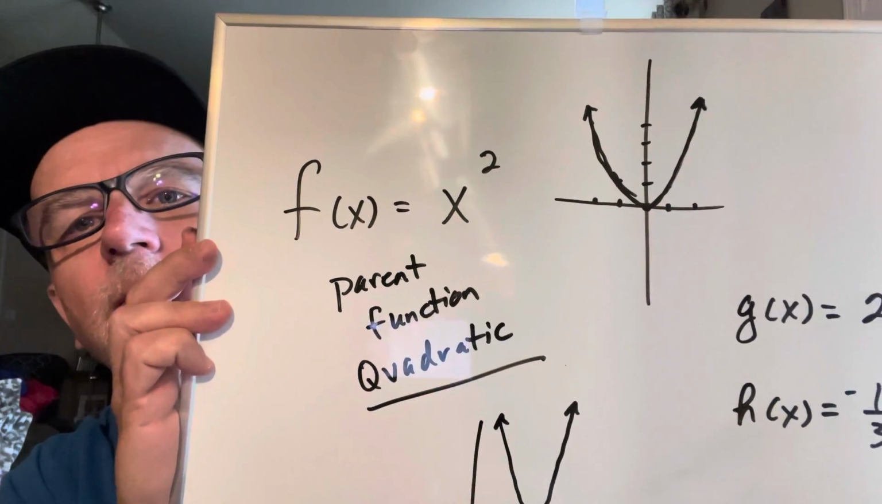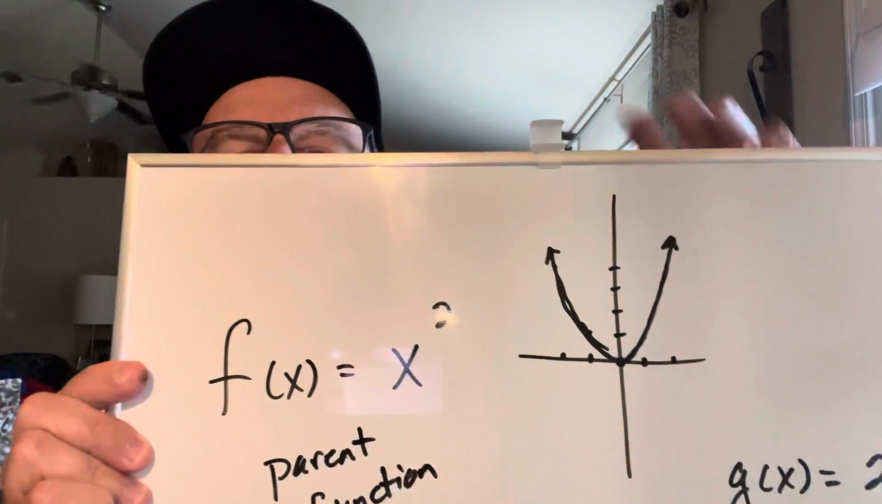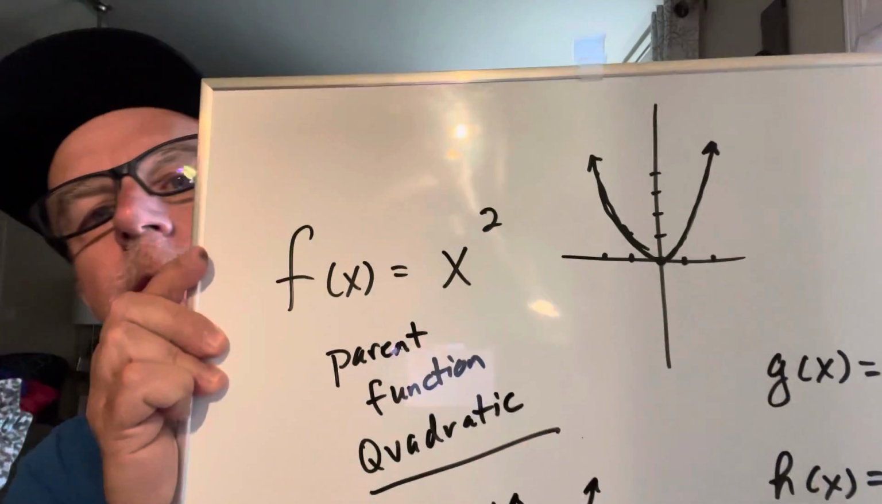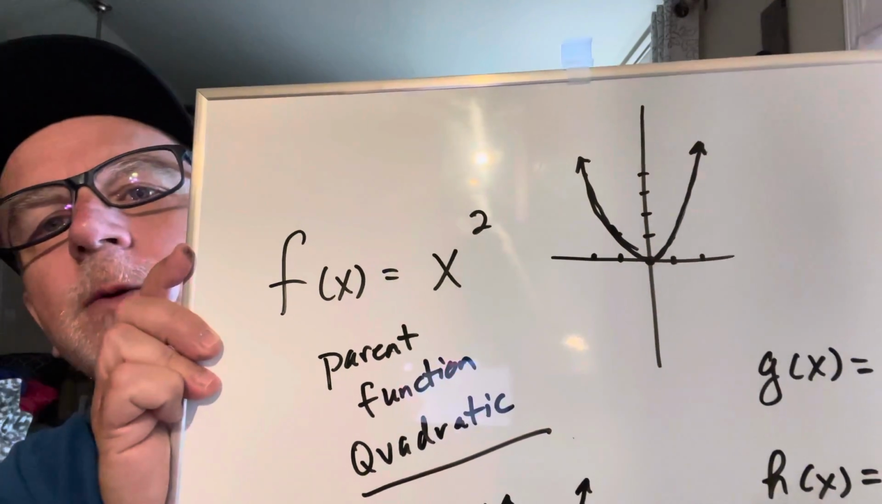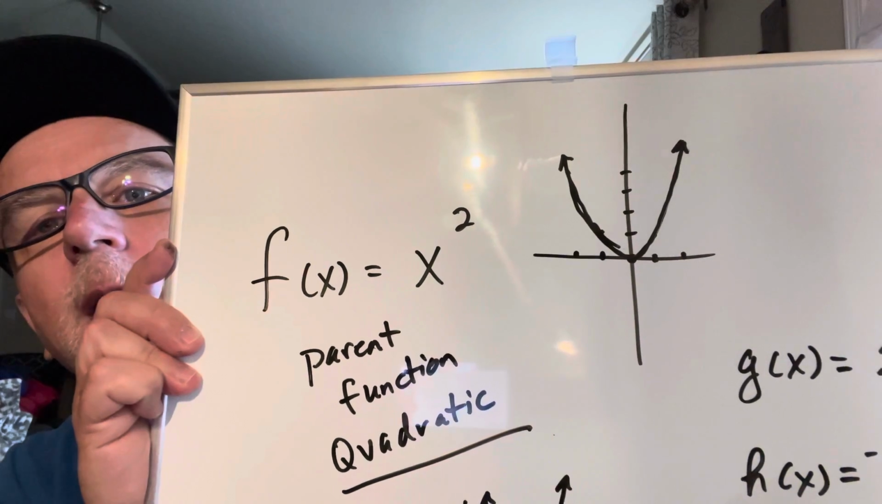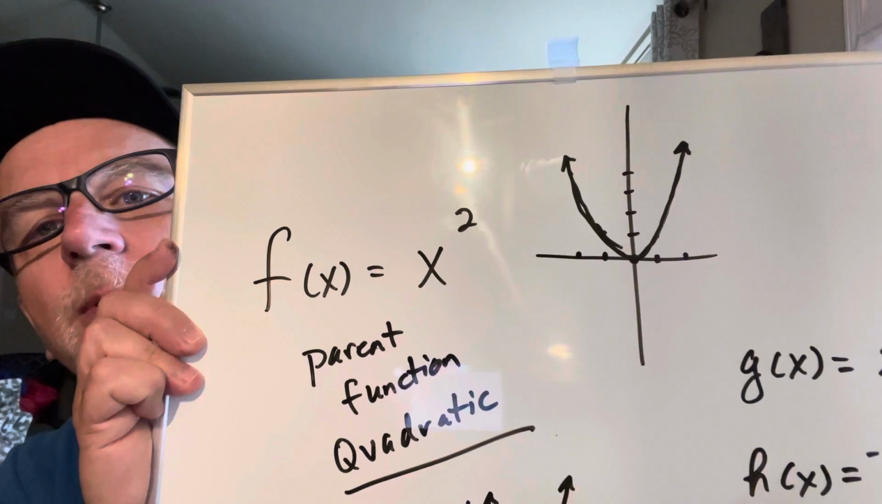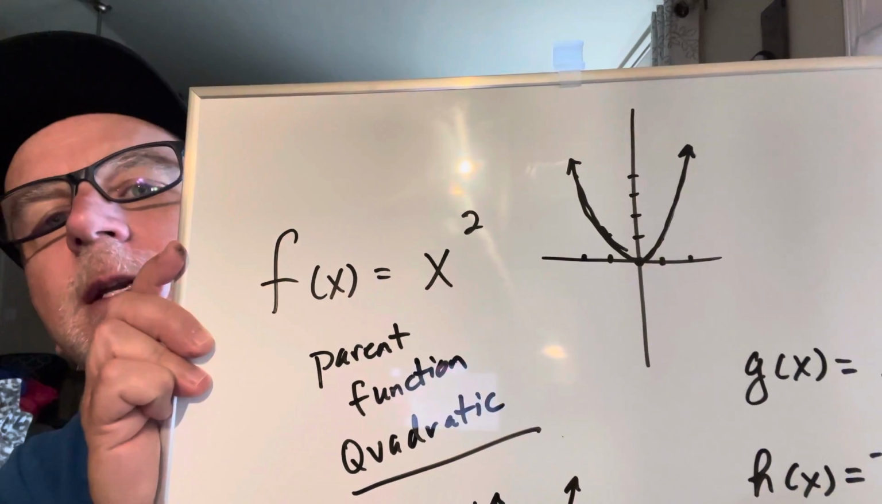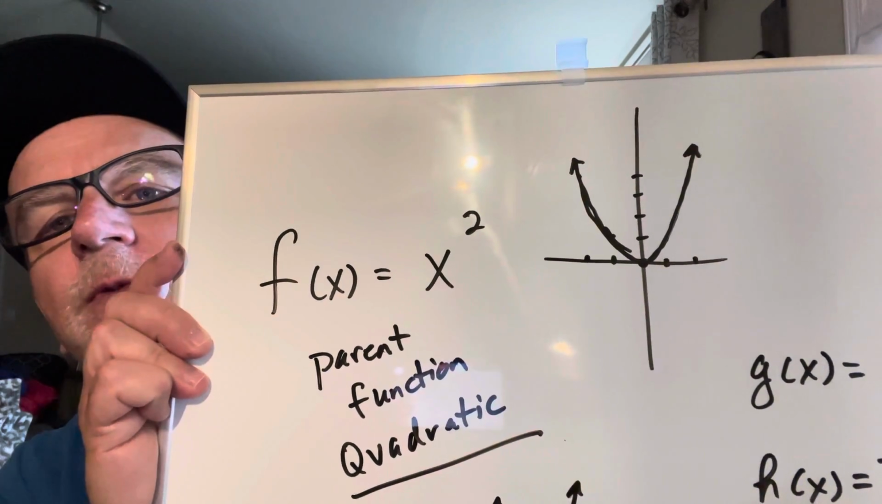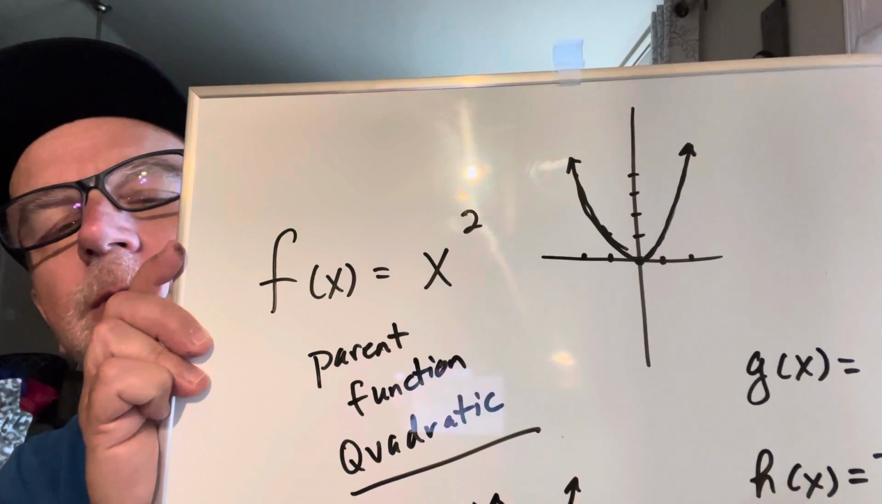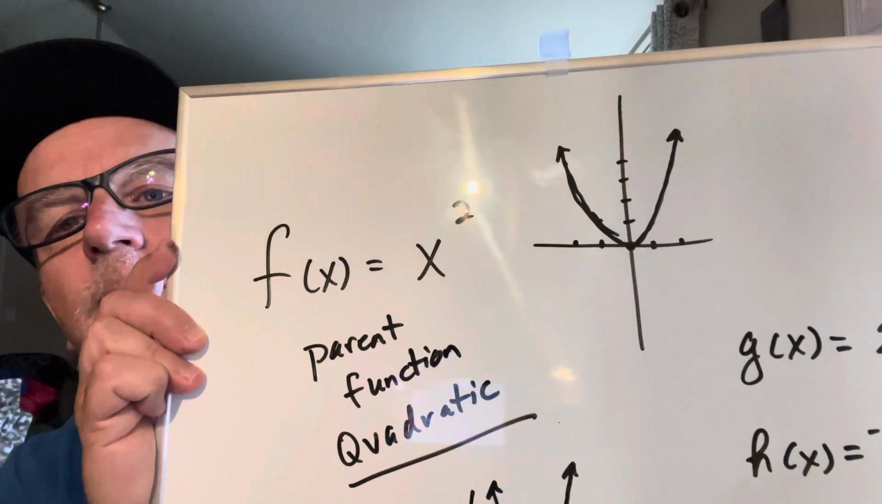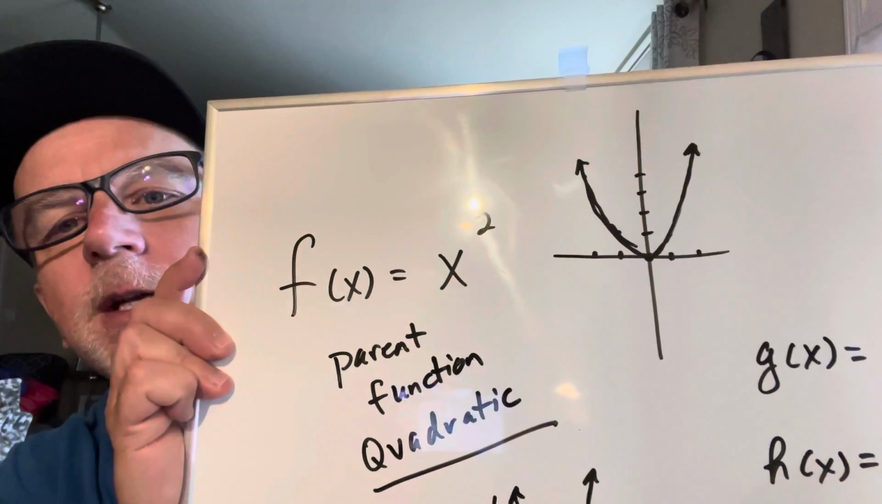So consider the parent function f of x equals x squared. This would be the graph over here for this one. The vertex is at 0, 0, and it's going up. 1, 1 is a point, 0, 0 is a point on the graph, negative 1, 1 is a point on the graph, 2, 4, and negative 2, 4. Those are all points on the graph. So we call that the parent function of a quadratic.